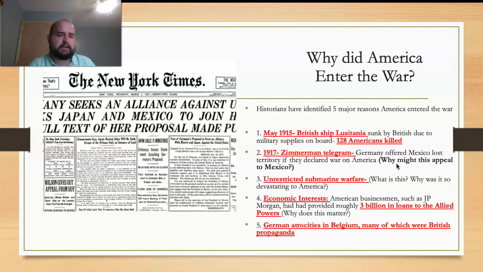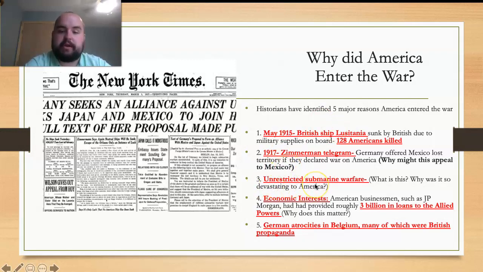This is a bit of an American History 1 question. As you hopefully remember from American History 1, if you've taken that at some point, Mexico had recently, not too long before this, just back in the 1830s, not long in the grand scheme of things, lost a huge chunk of their territory to the United States in the Mexican-American War. Germany offered to give it back.